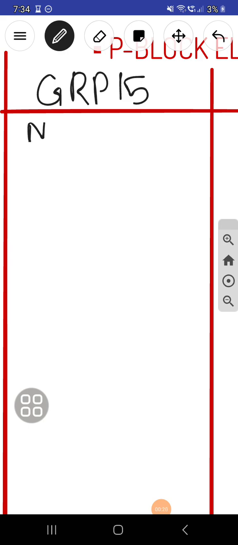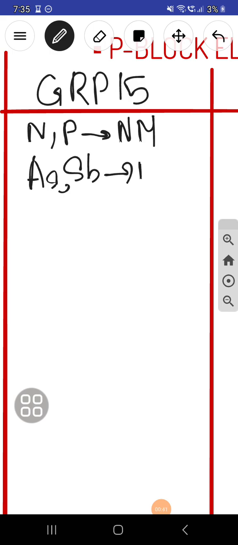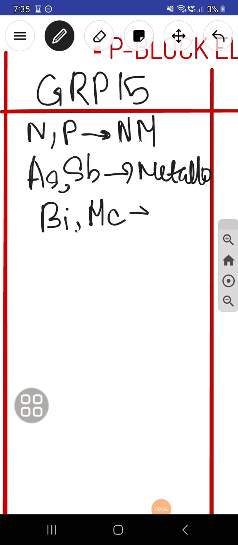The first two members, nitrogen and phosphorus, are non-metals. I am representing it as Nm. Then the next two members, arsenic and antimony, are metalloids. I'm representing it as metallo. I don't have space to write. Then bismuth and moscovium are metals. Moscovium is a man-made metal, it is radioactive.